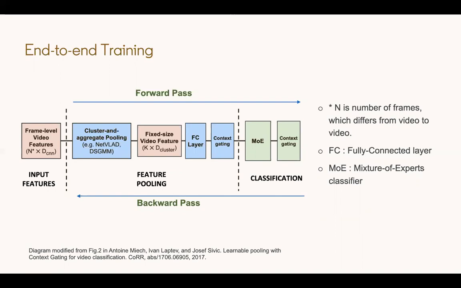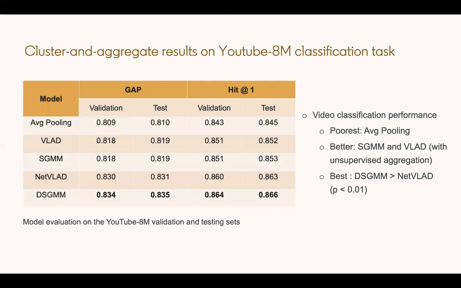So we used a very similar approach. Instead of VLAD, we substituted VLAD with SGMM in this end-to-end framework. And that resulted in a technique that we call DSGMM, for deep smooth Gaussian mixture models. And DSGMM is similar to NetVLAD in that both of them are end-to-end techniques. So we implemented DSGMM and NetVLAD, SGMM and VLAD, and compared all of these techniques on the YouTube 8 million classification task.